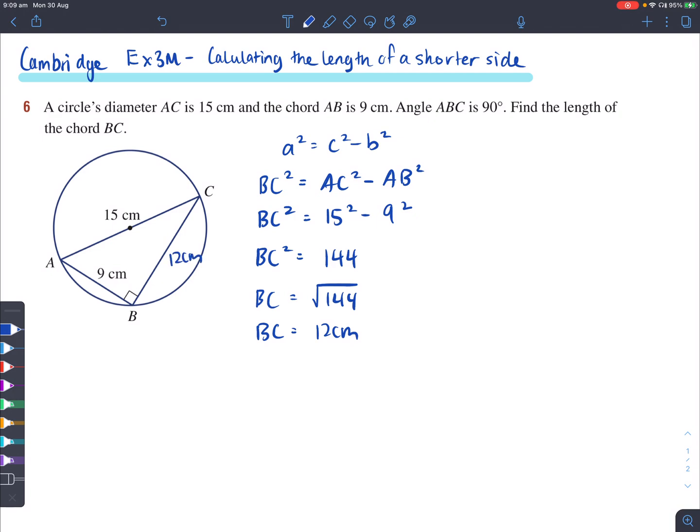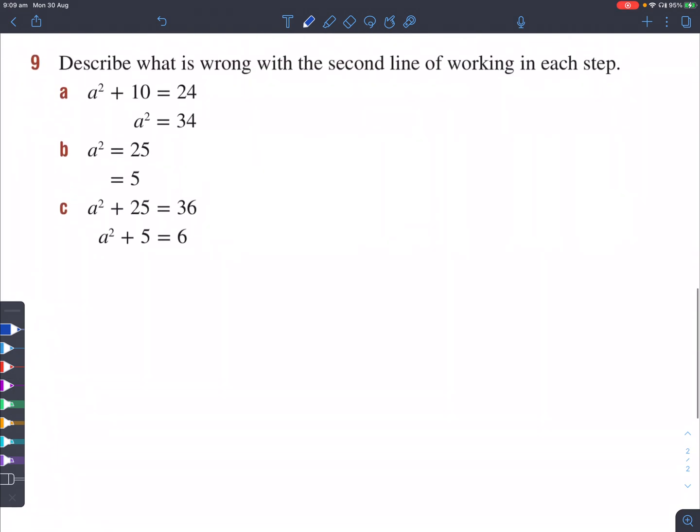Right, let's go to our next example, which is question 9. Question 9 is just part of the working out that a lot of students do. These mistakes occur very often, and I'd like you to rectify and change them if you make them. But let's identify what kind of mistakes these are.